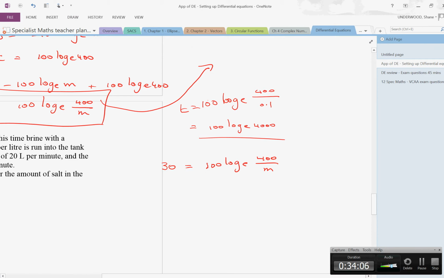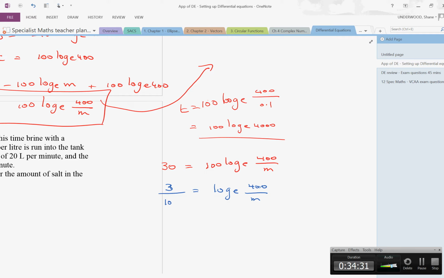Okay, good. So I've got, let's say, 1 over what? 3 over 10, good, is equal to log to the base e of 400 over m, because t equals 30 minutes. Now, what's the inverse of a log?